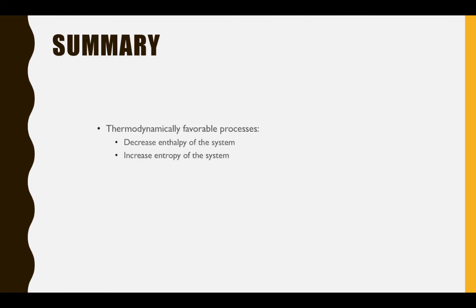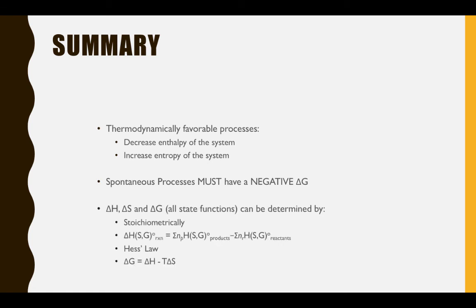So let's summarize all this G, H, and S information we've seen in the past few videos. First, we found that thermodynamically favorable processes are processes that will decrease the enthalpy of the system and increase the entropy of the system. We also found that spontaneous processes must have a negative delta G. And finally, we found that delta H, delta S, and delta G, because they're all state functions, can be determined stoichiometrically, by subtracting values of reactants from products, by Hess's law, and using delta G equals delta H minus T delta S. These are the main takeaways from the last few videos.